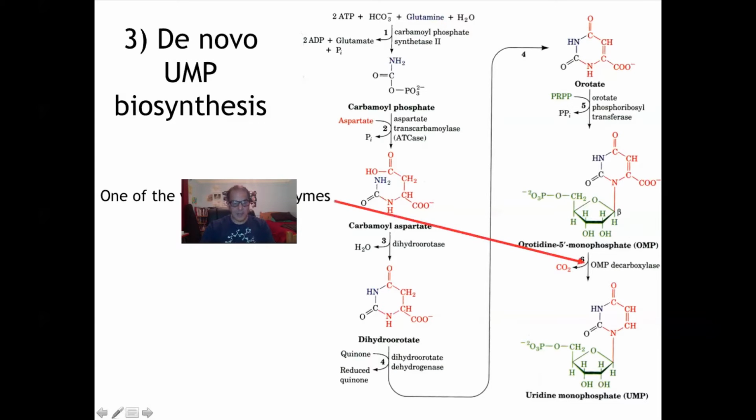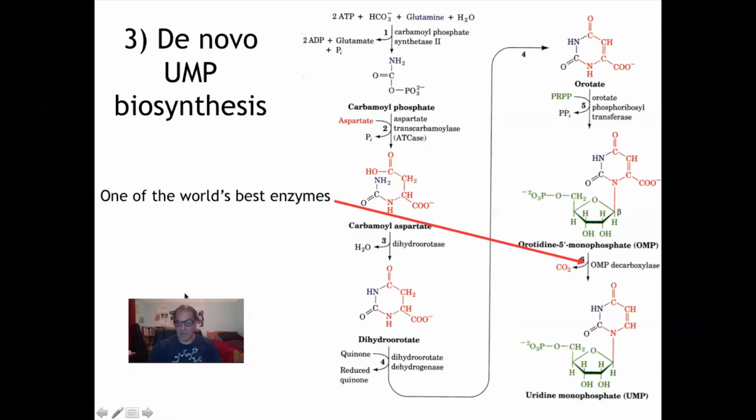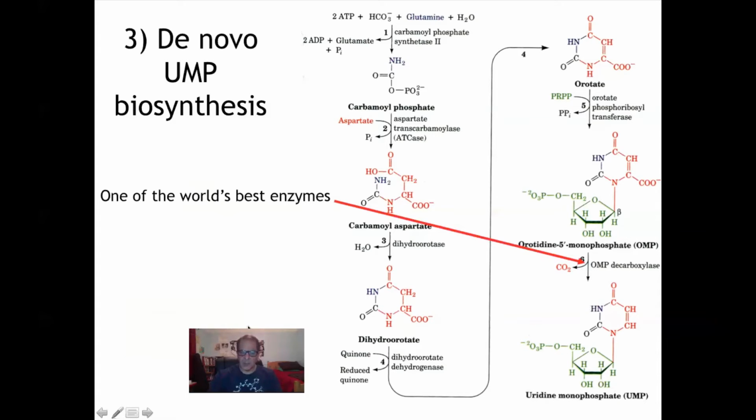It turns out that this enzyme, OMP decarboxylase, that catalyzes this decarboxylation reaction, can be thought of as one of the world's best enzymes. What do we mean when we say it's one of the world's best enzymes? Well, there are lots of ways to judge enzyme quality. For example, you can measure rate enhancement, and we already know what rate enhancement is. We've talked about it earlier in this quarter.